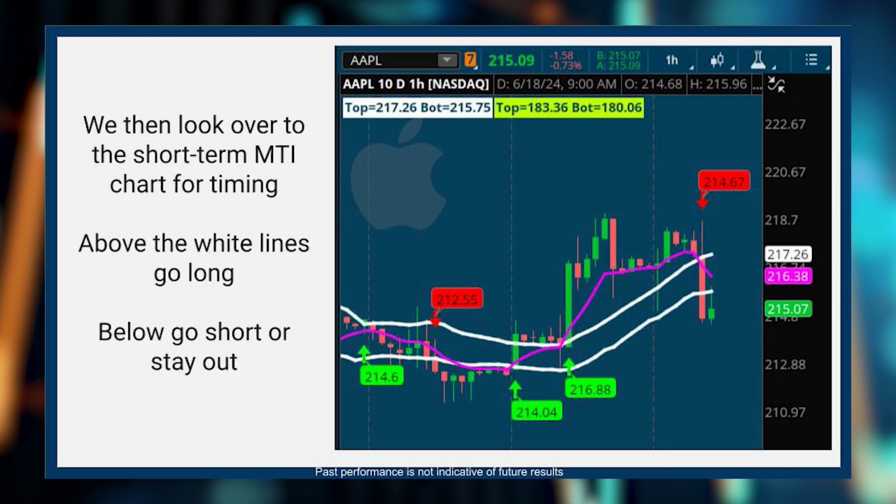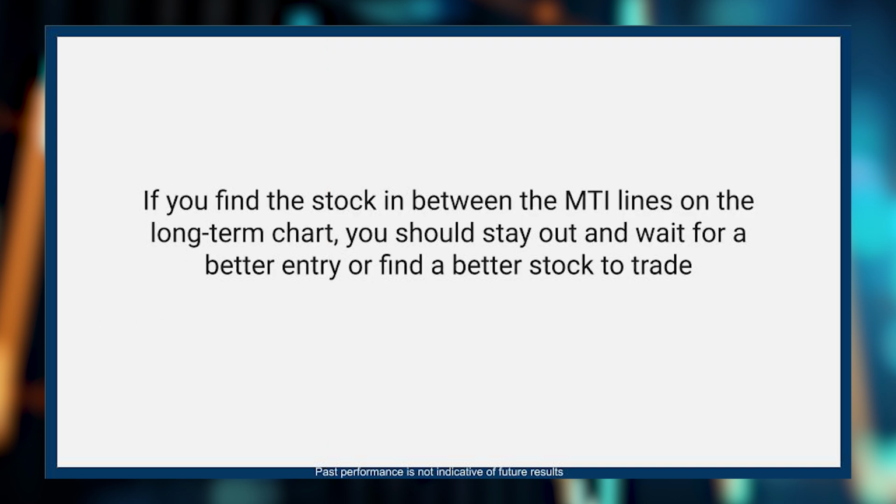Then we look over to the short term, and above the white lines, we go long. Below the white lines, we go short when they match up with the long-term short. That's the way you use it. Very simple, easy rules to follow. And if you find the stock in between the MT lines on the long-term short, you probably should stay out and let it resolve itself, wait for a better entry, and find a better stock to trade.